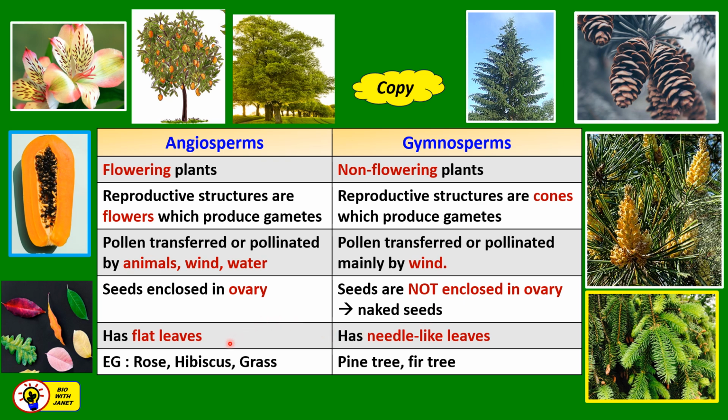Then angiosperms have flat leaves, such as those shown here. They have many shapes, whereas gymnosperms have needle-like leaves. Okay, pointed leaves like that. So examples of angiosperms are rose, hibiscus, and grass, and for gymnosperms, the pine tree and fir tree, as shown here.